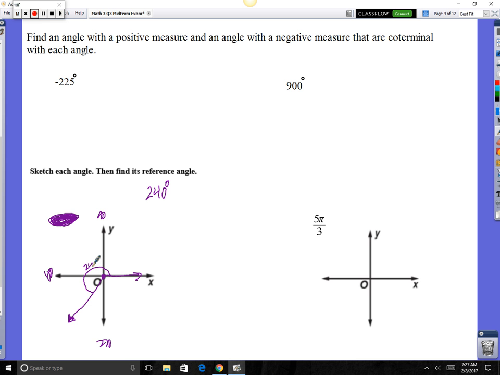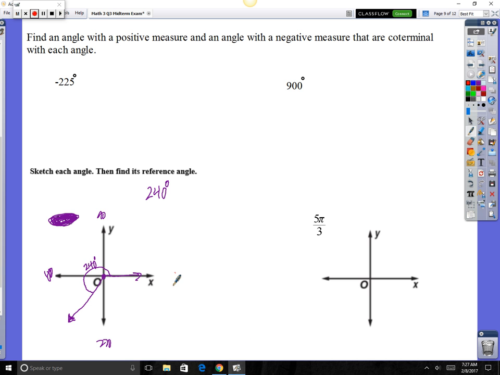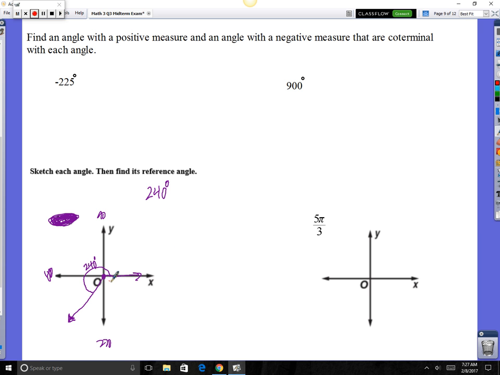So 240 degrees. Now let's do a positive one. Positive is not bad. You're just going to add a 360 to it. If you start and stop at the same spot, but include a whole rotation, so 240 plus 360, that's going to be 600 degrees. So that's a positive one.